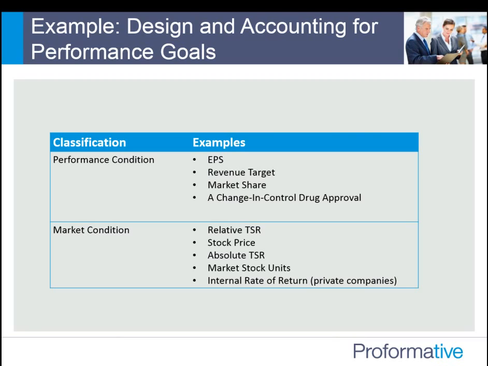As we mentioned, when you start to look at performance plans, you want to keep in mind, first of all, what your goal is that you want to achieve by using performance equity, whether it be in the form of options or in the form of a restricted-based or even a cash-based award. Some of the examples here for performance conditions would be EPS, revenue targets, market share, change in control. Some examples of market conditions: relative TSR, stock price, absolute, market stock units, internal rate of return.